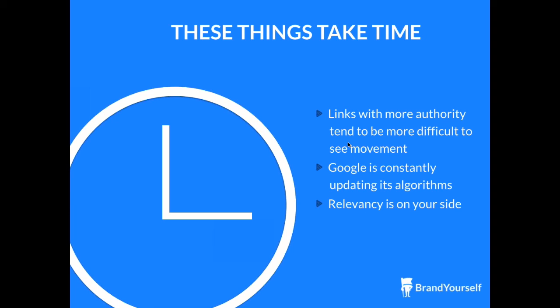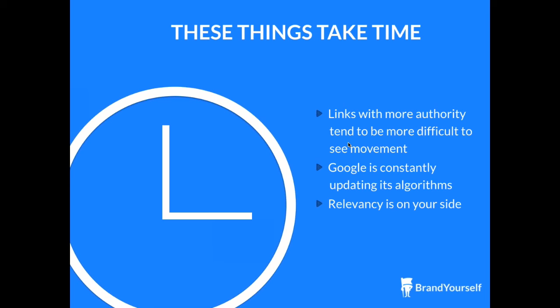Links with more authority tend to be more difficult to see movement. So if you're dealing with a negative, let's say you have a negative New York Times article, that's going to be way harder to move than if you're trying to move a blog post to the first page, or trying to move your personal website to the first page. It takes time. It could take anywhere from a few weeks to a few months. So even if you start doing things now, you might see some movement initially, because that's that relevancy factor coming in. But you probably won't see significant movement for a few weeks or even a few months, depending on how difficult your particular situation is.